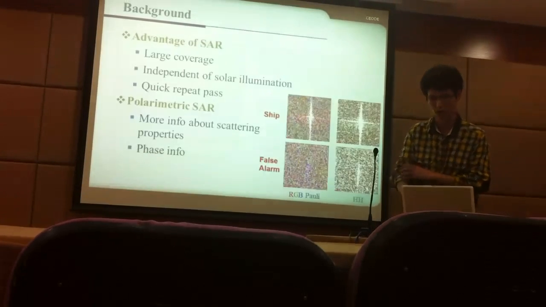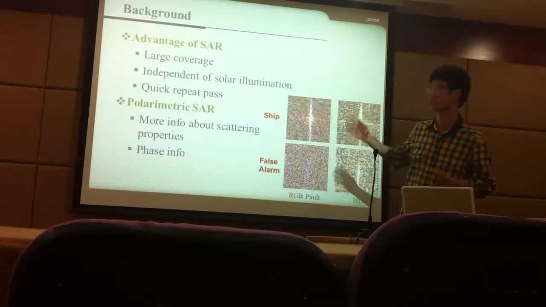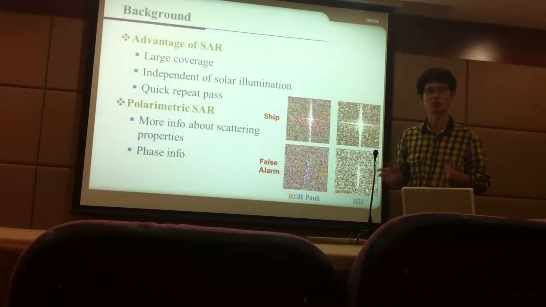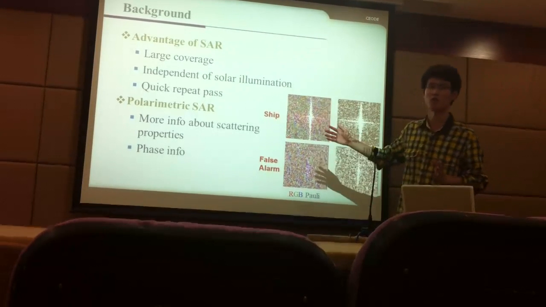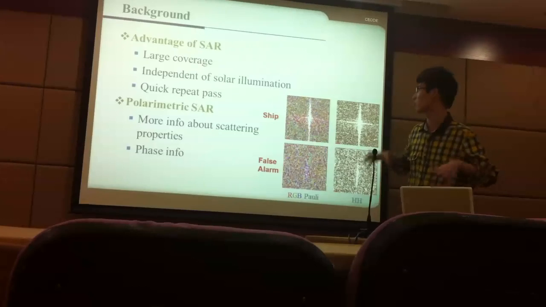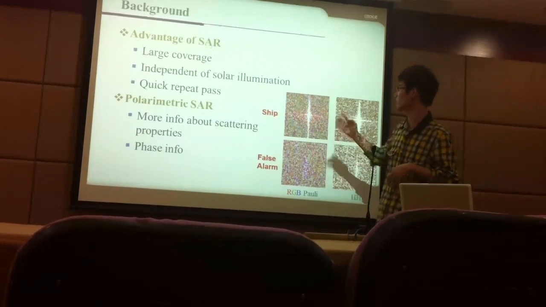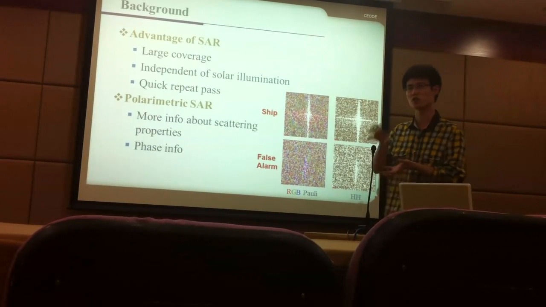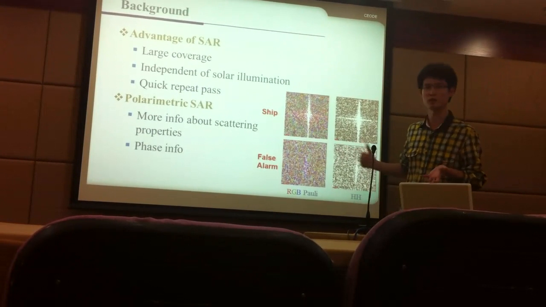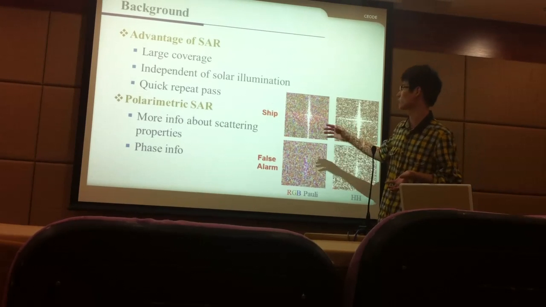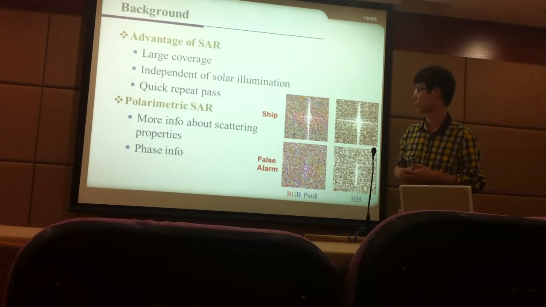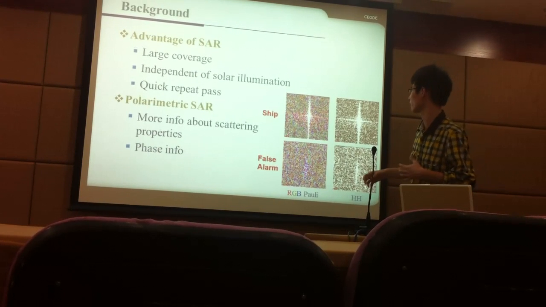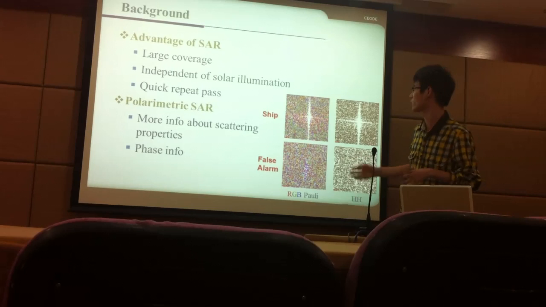To deal with that, we have a lot of tools, and one of them is synthetic aperture radar, or SAR. It has very special advantages, like a large coverage. It can cover a large area with one image, and it is independent of solar illumination, which means that we can see the ships even at night. The third is very quick repeat passes. Because we have radar sensors on satellites, we can get an image in less than 1 day.